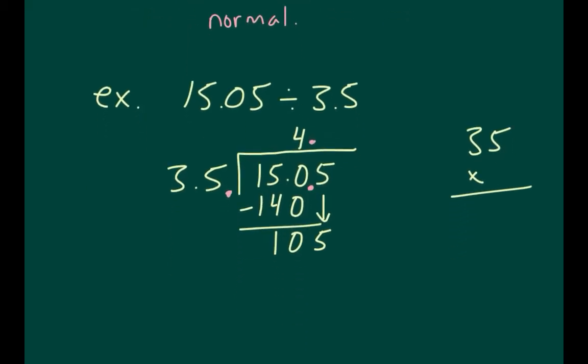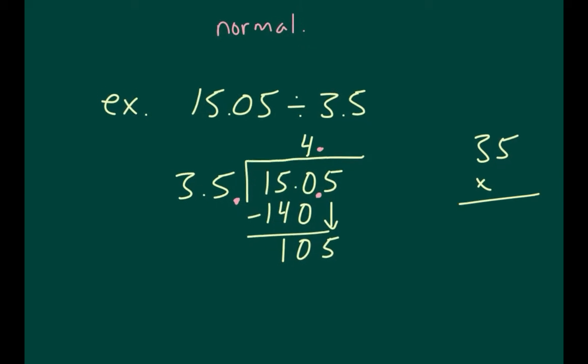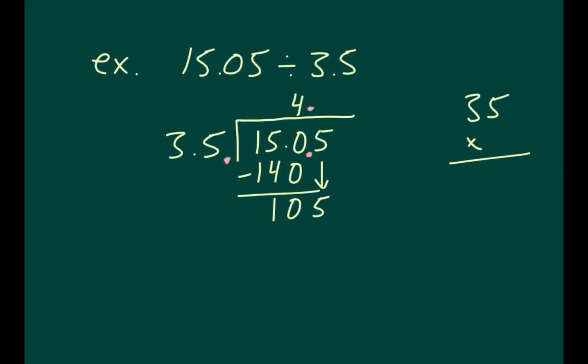That's 35 times 3, yep. Because we had 35, then we had 70, then we had 105. So I put my 3 there. I have a 105. If I subtract, I get none left. So my final answer is going to be 4.3 right up there. Does that work for the first example? Yep. Then second and last example.